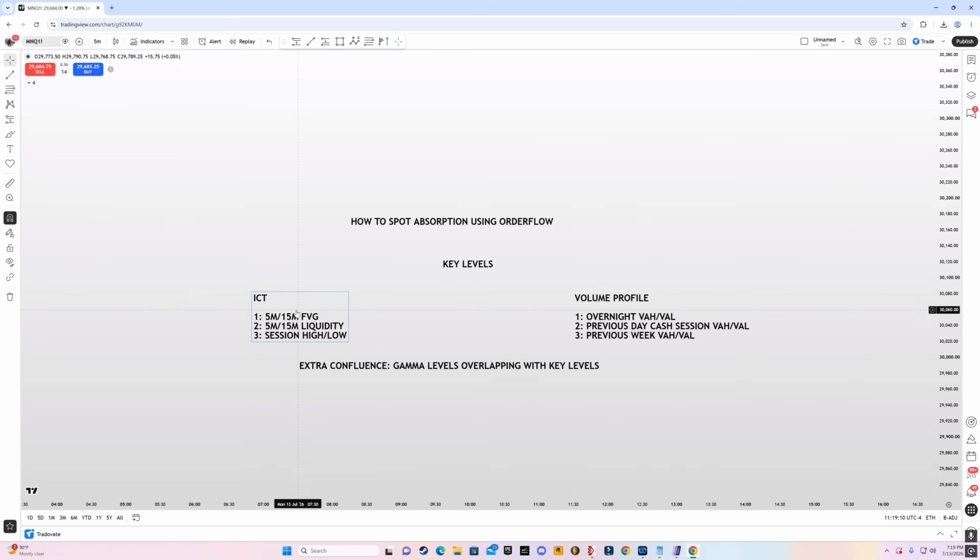So for ICT, we're going to use the 5-minute or 15-minute fair value gap. We're going to use the 5 or 15-minute buy side or sell side liquidity. And then we have the session high and low. So this could be the Asia high, Asia low, London high, London low, right?